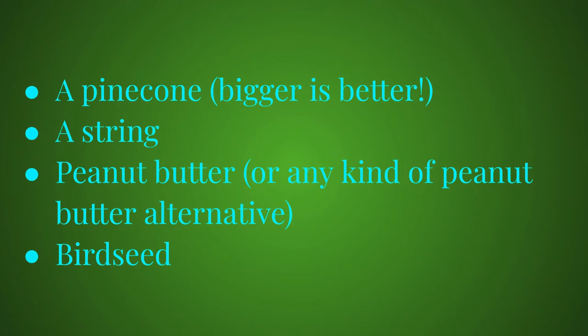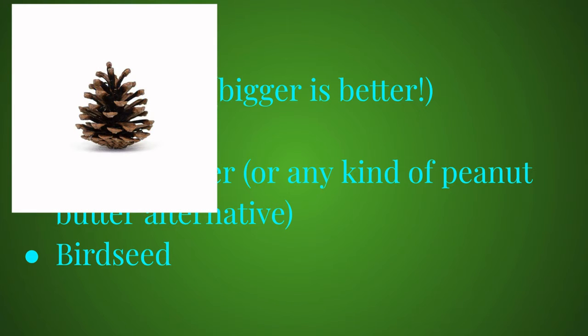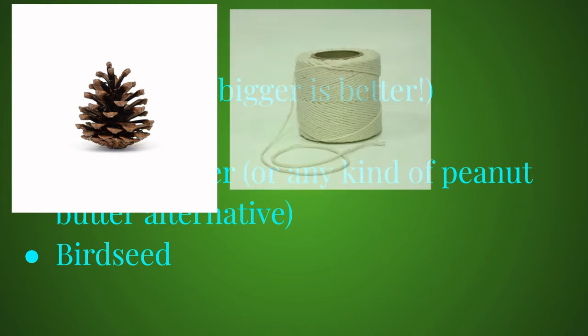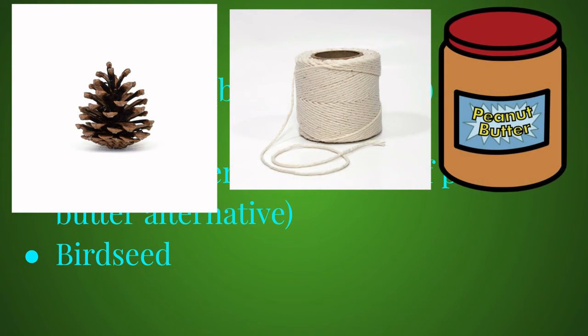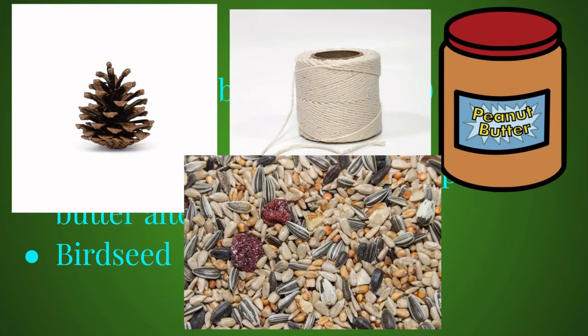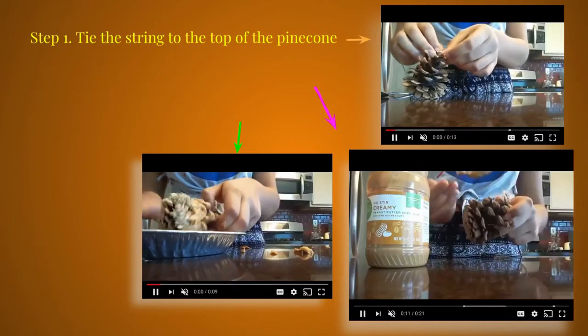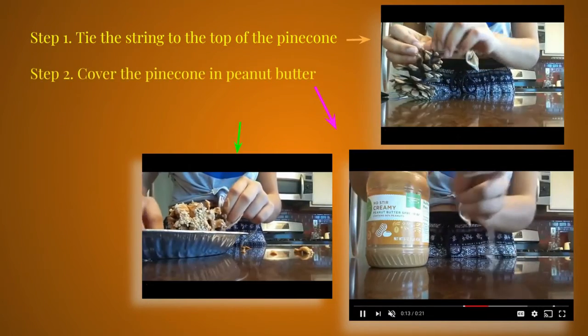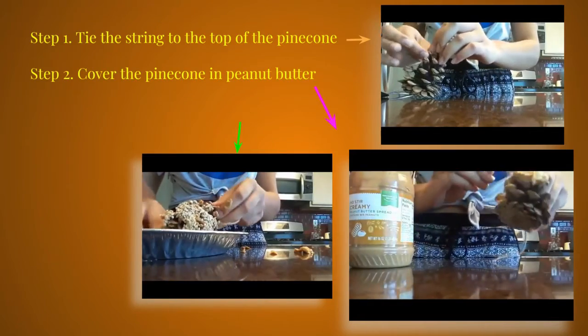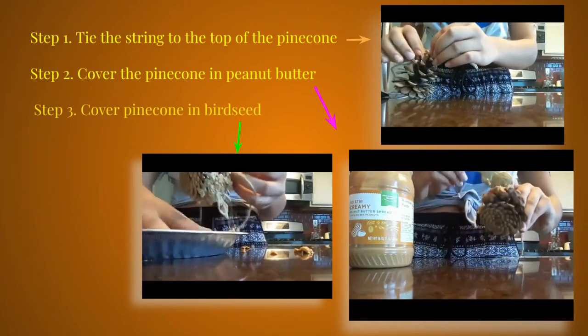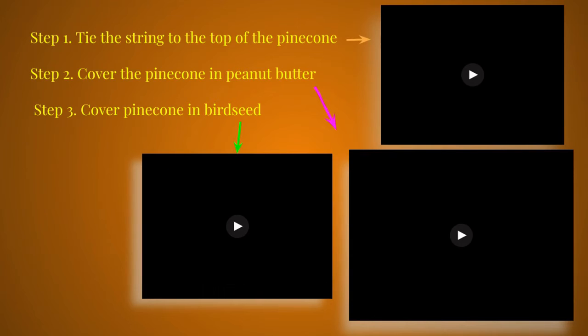To make your bird feeder, you're only going to need a few simple things. A pine cone, bigger is better. Some string, peanut butter or any kind of peanut butter alternative that you want to use, and some birdseed. Once you have this, you're good to go. To build your feeder, tie the string around the top of the pine cone. Cover the pine cone in peanut butter as best you can. I know it can be tricky. And next, cover the pine cone in birdseed. Once you do this, you're all done.